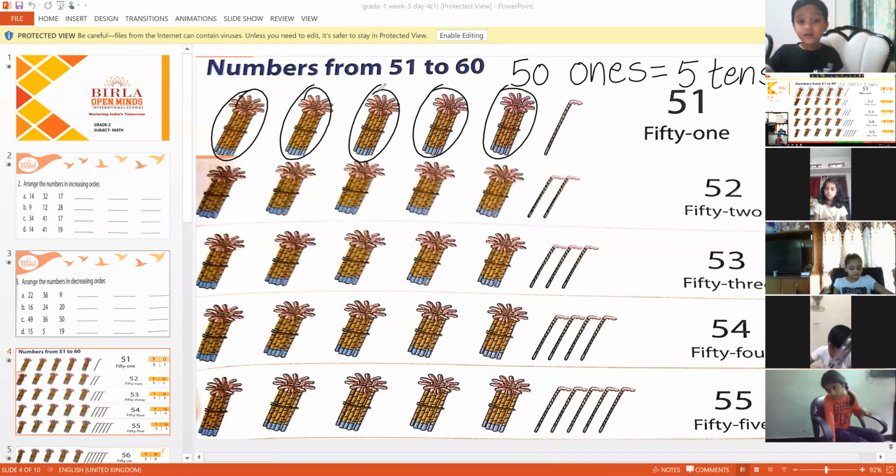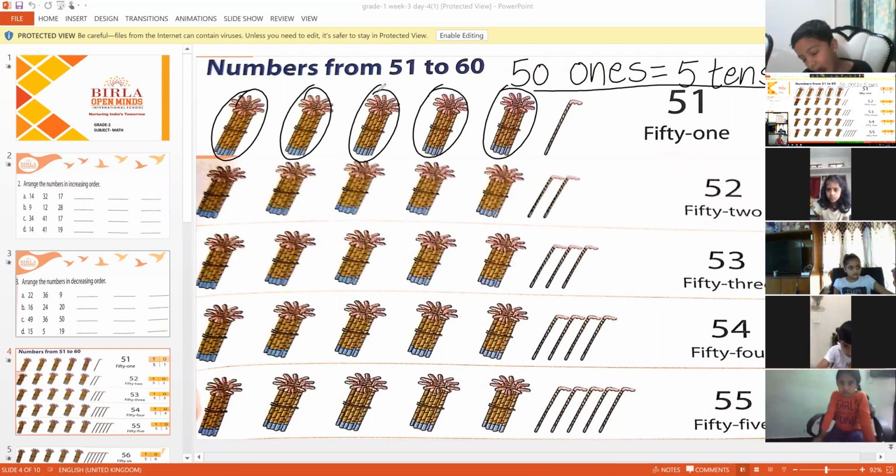So how many groups do we have? We have here 5 groups, and in each group we have 10 ones. This means we have 50 ones. As we all know that 10 fives are 50. So there are 50 ones, which means that 50 ones is equals to 5 tens, children.